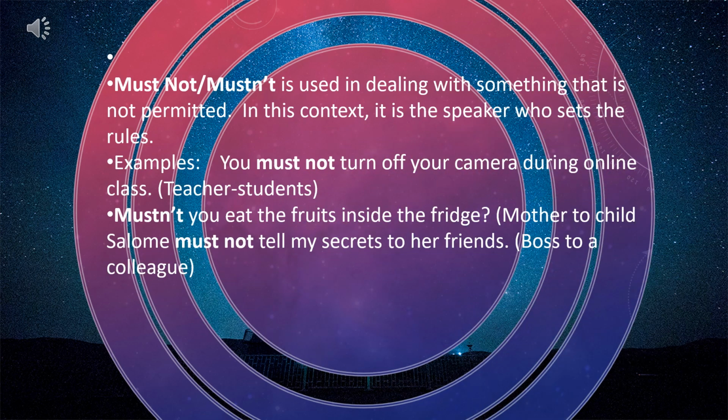Let's have the second verb that expresses prohibition. We have the verb must not or mustn't. It is used in dealing with something that is not permitted. In this context, it is the speaker who sets the rules. So if the modal verb can't is not set by the speaker himself or herself, or there's an existing rule or law dealing with the prohibited action, this one, it is the speaker who is setting it or who sets the rules.